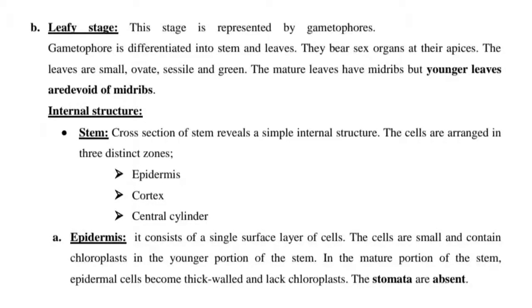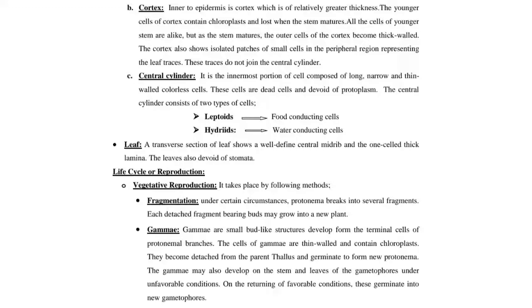The stomata are absent. B. Cortex. Inner to the epidermis is the cortex, which is of relatively greater thickness. The younger cells of the cortex contain chloroplasts, which are lost when the stem matures. All the cells of the younger stem are alike, but as the stem matures, the outer cells of the cortex become thick-walled. The cortex also shows isolated patches of small cells in the peripheral region representing the leaf traces. These traces do not join the central cylinder.